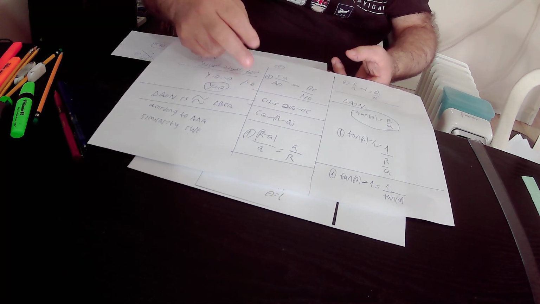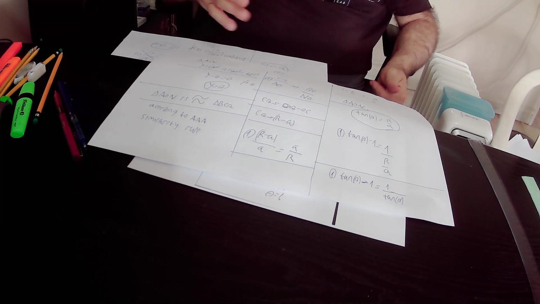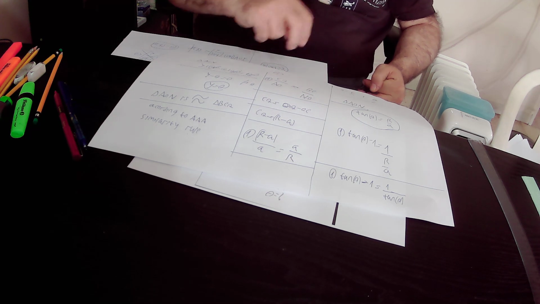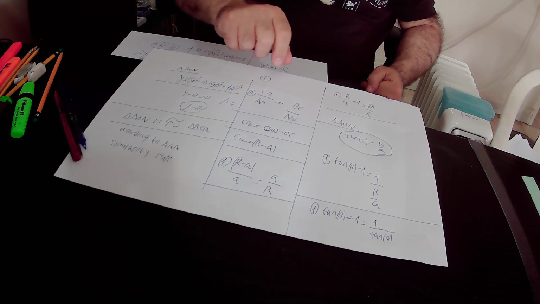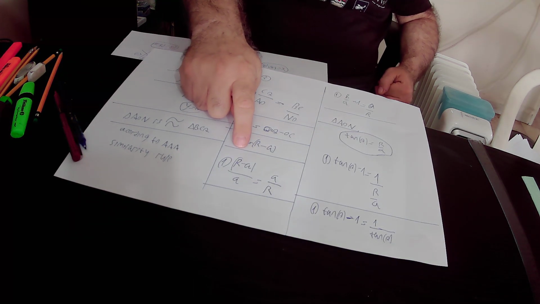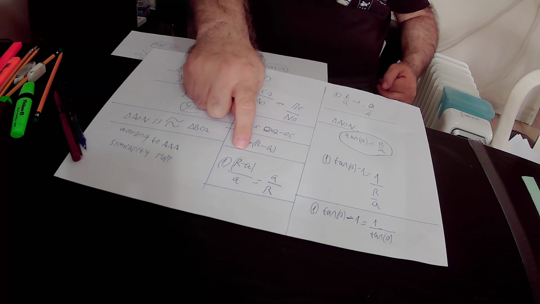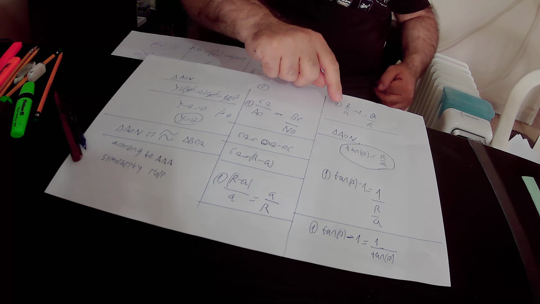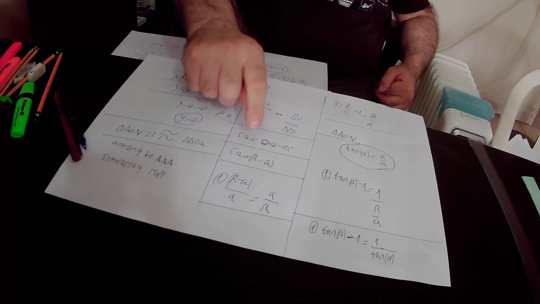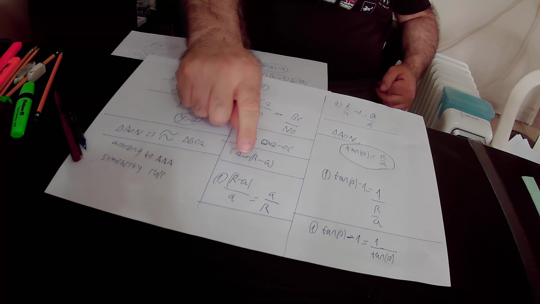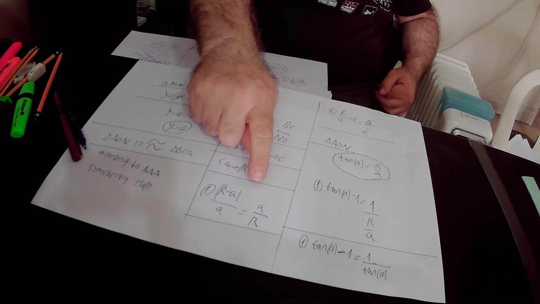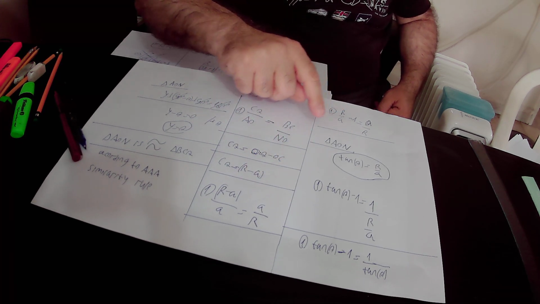So in conclusion, we found out that according to equation number 1, R minus A over A is equal to A over R. We divided this expression into two parts. R minus A over A equals R over A minus A over A, and A over A is 1. That is equal to A over R.